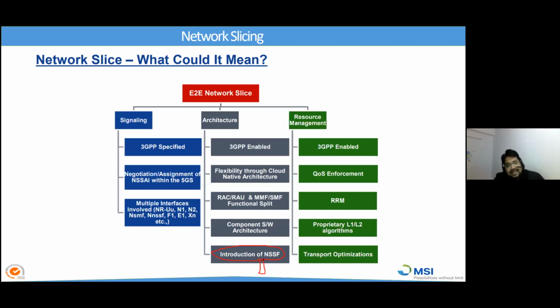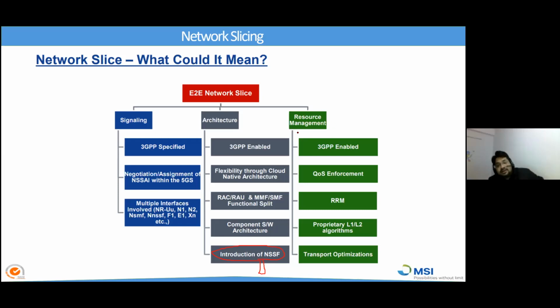So this is basically a logical unit. If you look at the 5G architecture, this logical unit is there, and it provides a way to form a network slice end to end.